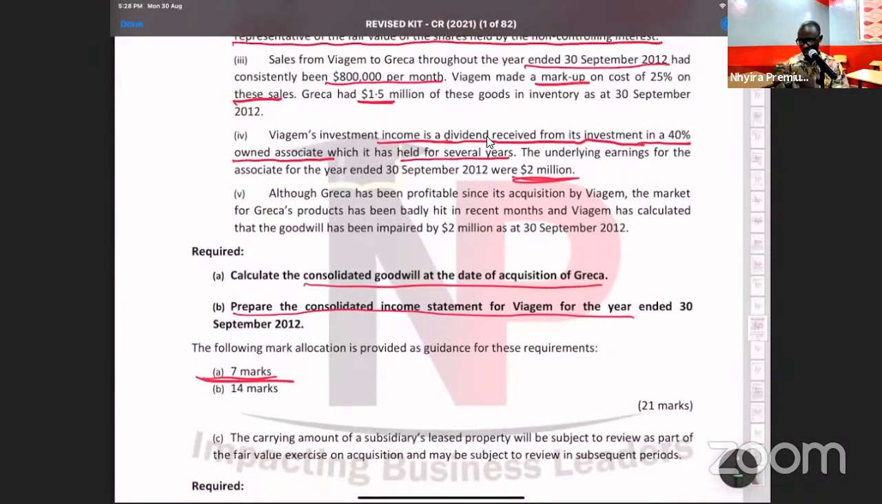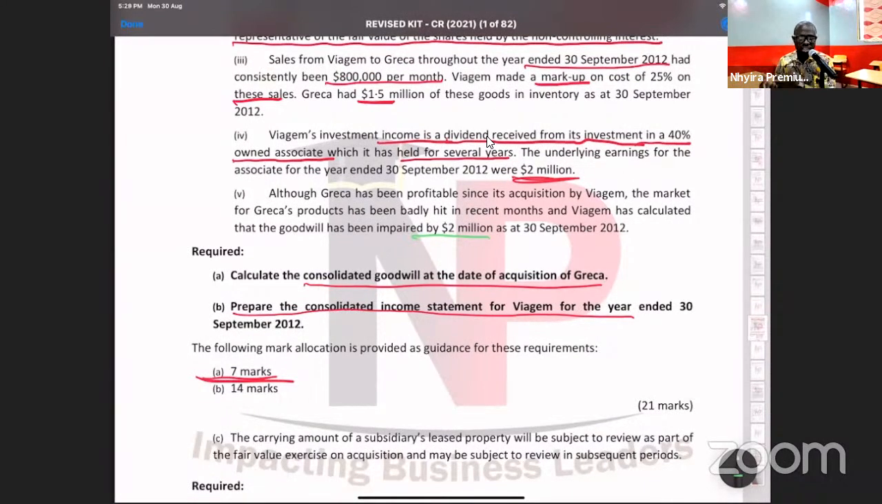Let's go. Although Grisa has been profitable since its acquisition by Viagem, the market for Grisa's product has been badly hit in recent months, and Viagem has calculated that goodwill has been impaired by 2 million. So there is an impairment in goodwill in this particular case that we have to look at and see what exactly we need to do about it.